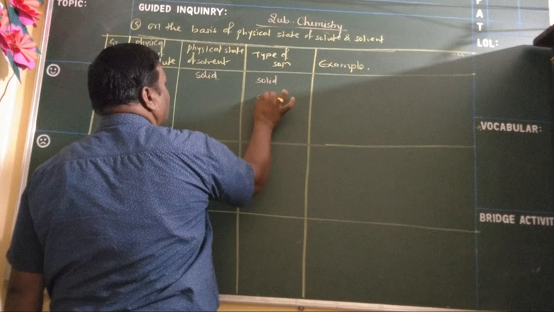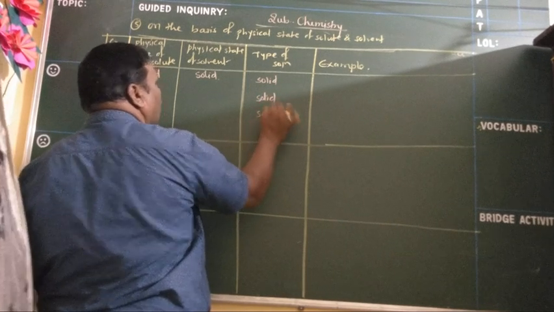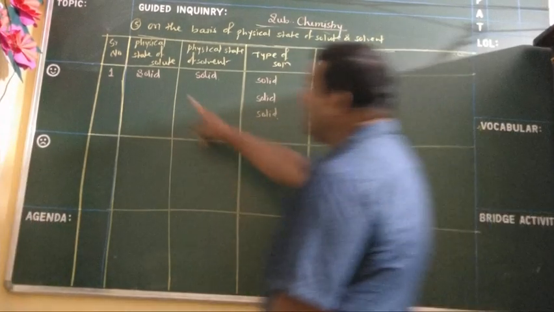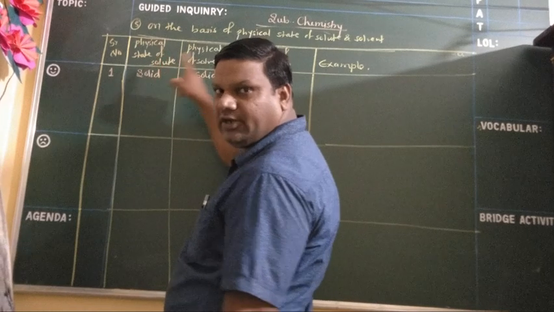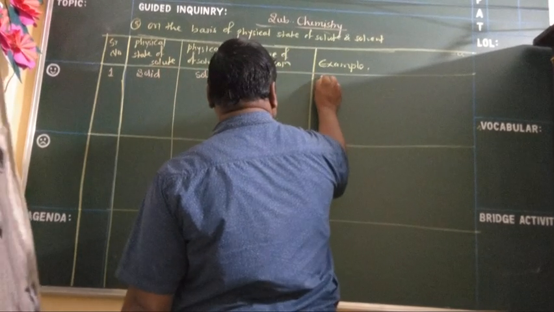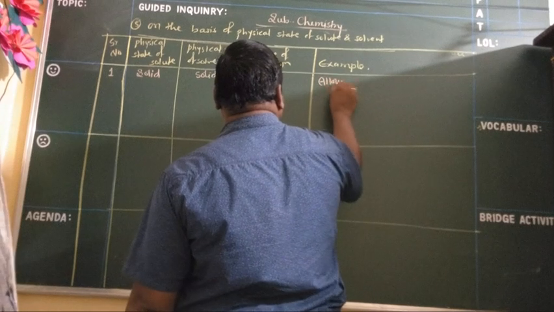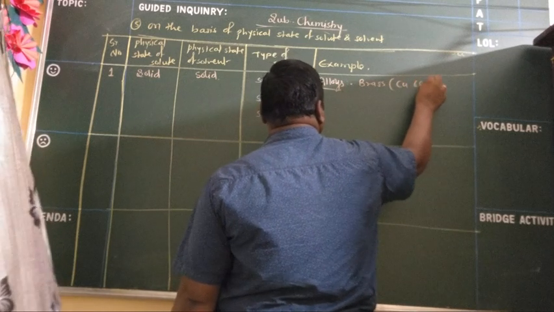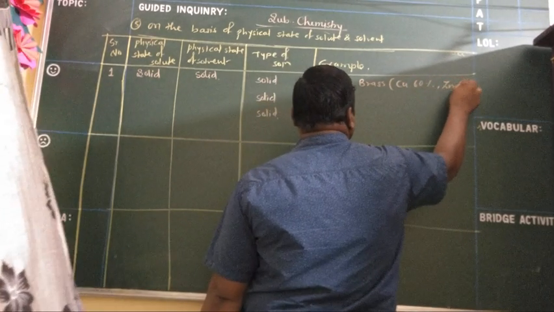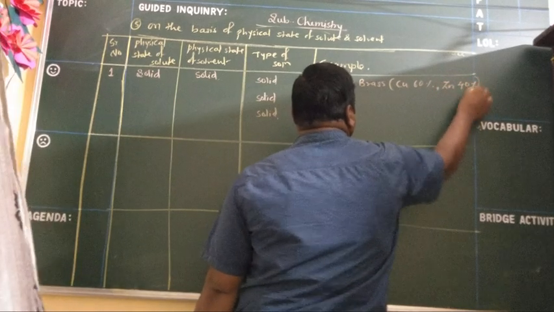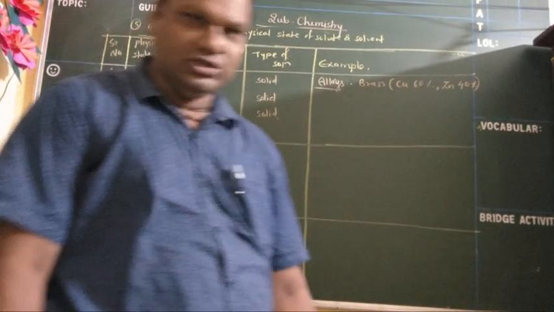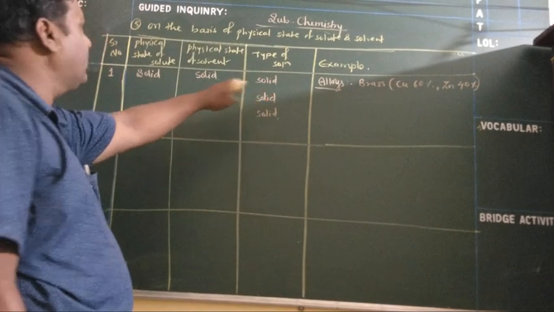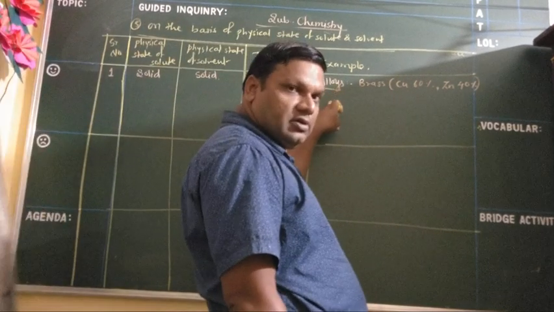Now in the solid solution, listen carefully. When we write solid solution, it means the amount of solid is more. So first it is solid, solid. Solute is also solid and solvent is also solid. Example is alloys, for example brass. Inside the brass, copper 60%, zinc 40%. So this is an example of solid solution. Here both are solid substances.